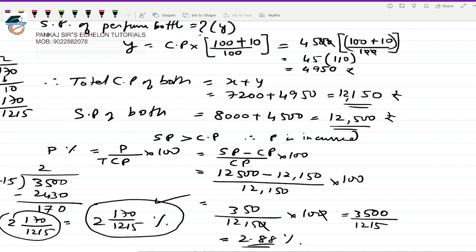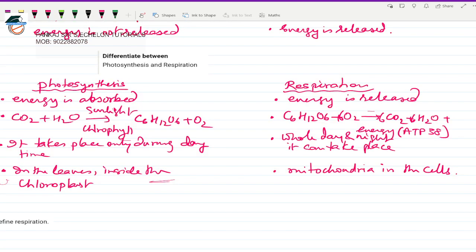Okay, so once again, where am I? Oh, yeah, okay. So that was the question on differentiate between photosynthesis and respiration.